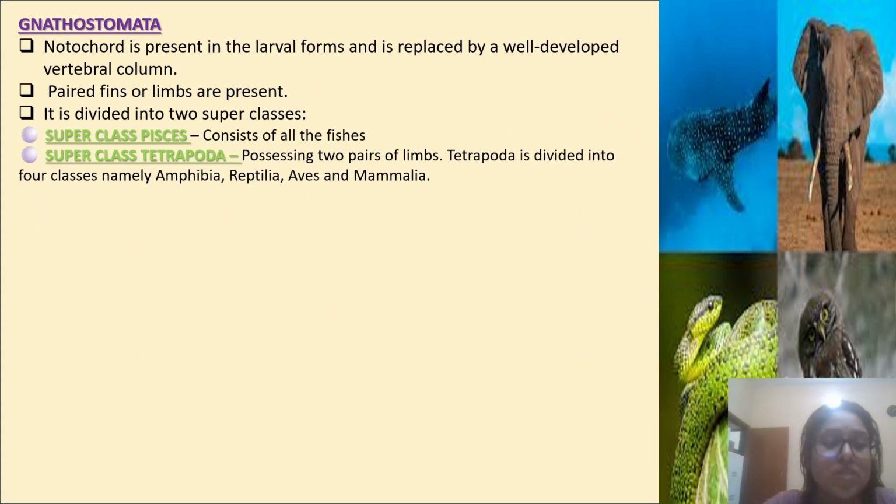Division 2 is Gnathostomata. Notochord is present in the larval forms and is replaced by a well-developed vertebral column. Paired fins or limbs are present. It is divided into two superclasses, Pisces and superclass Tetrapoda. Superclass Pisces consists of all the fishes and Tetrapoda possesses two pairs of limbs. Tetrapoda is divided into four classes, namely Amphibia, Reptilia, Aves, and Mammalia.